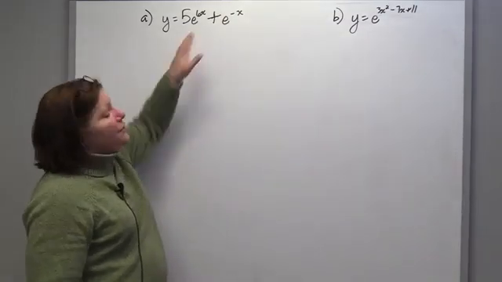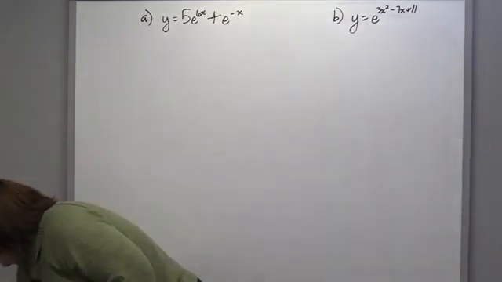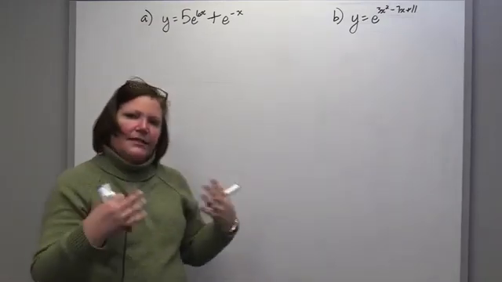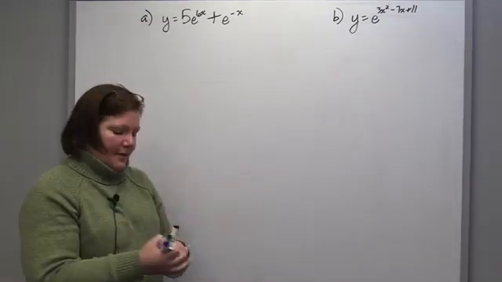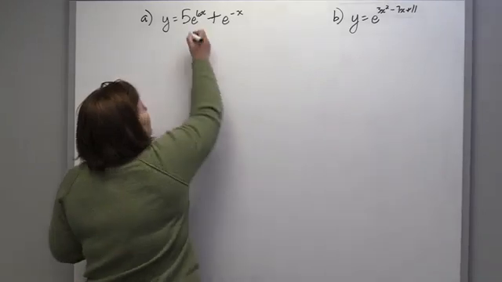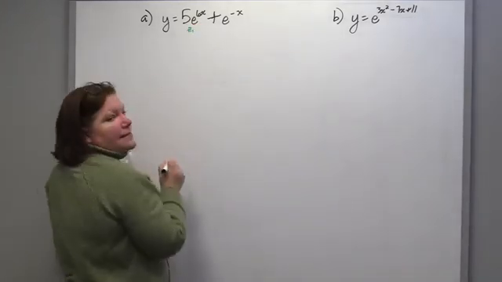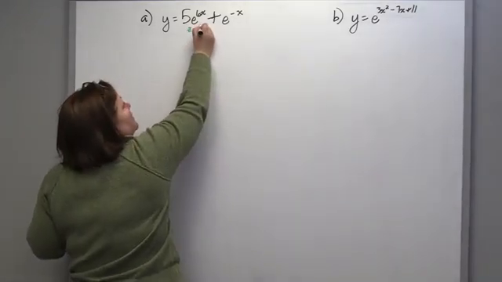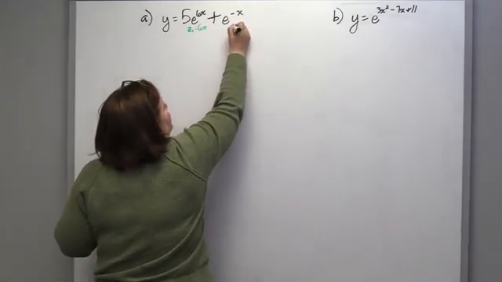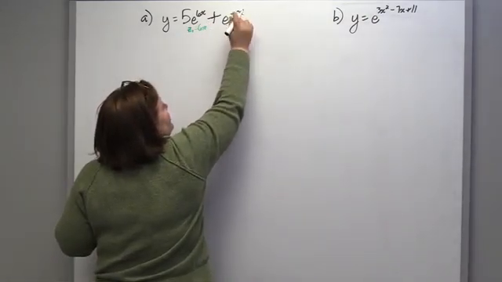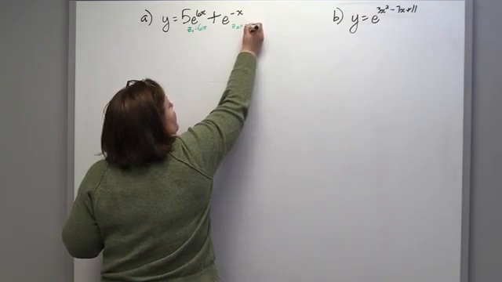So what we want to do is, if you like to use the idea of z being the inside, for this one, I'll write it as z1 would be 6x. And in this one, the second z on the second chain rule would be minus x.